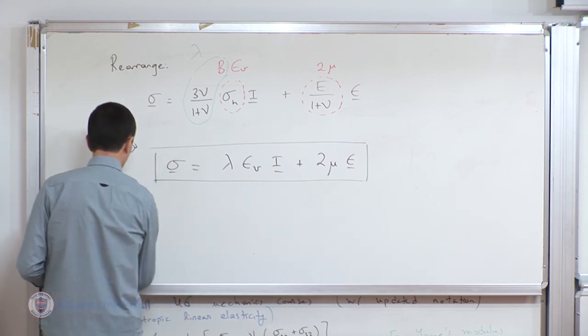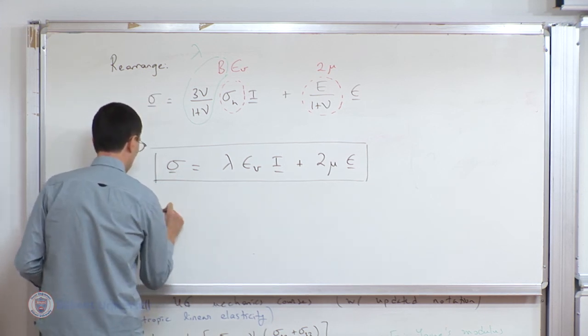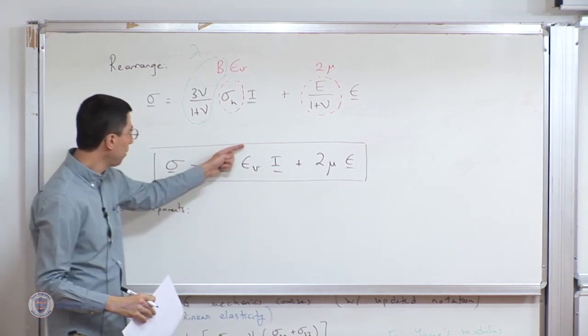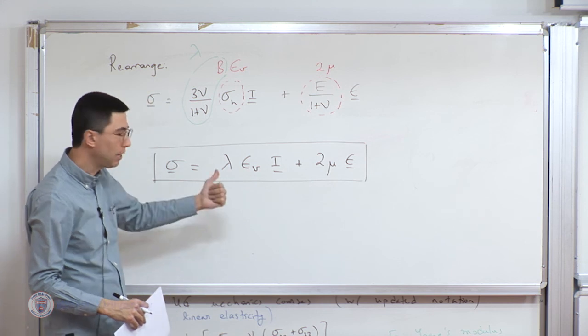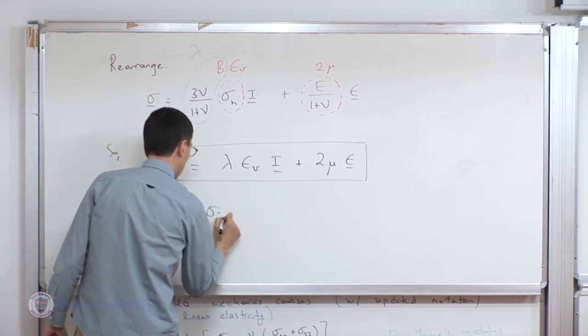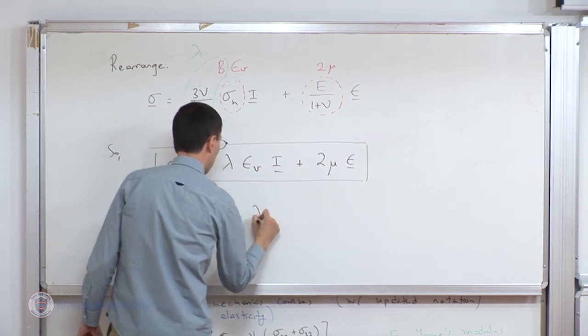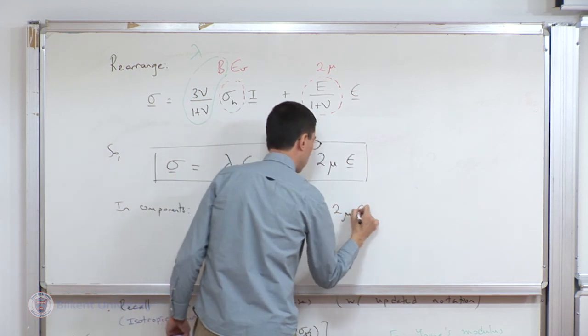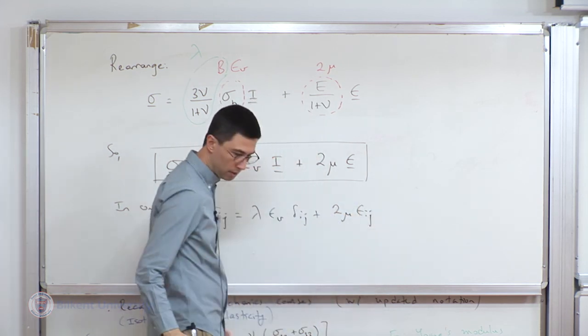We can also write it in components. Okay. This, of course, is valid in any coordinate system. Epsilon v is always the sum of the diagonal components. But let me write it in components as well, explicitly. So sigma ij is lambda epsilon v delta ij plus 2 mu epsilon ij.